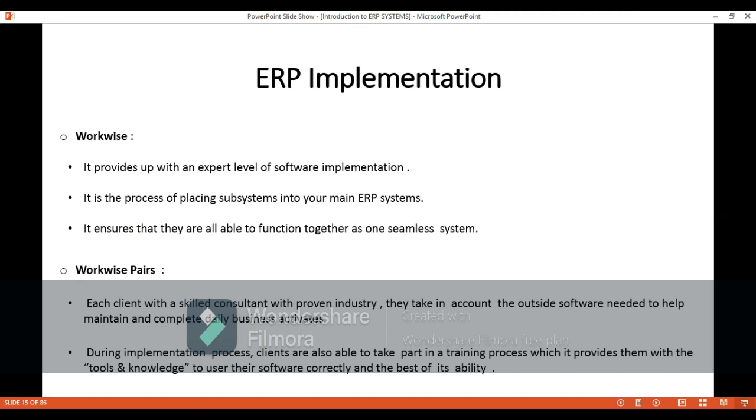So each client, who is a skilled consultant in a proven industry, can account for outside software needs to help maintain and complete daily business activities. So we can build a facilitated workshop. We get the client, we present the product to them, right? We all work together. They might have expertise because they have worked with different ERP systems.